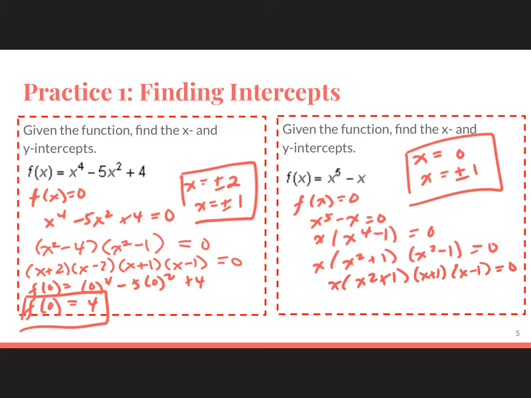My y-intercept, just like before, I'm going to evaluate at 0. So I have f of 0 equals 0 to the 5th power minus 0, and that's just 0, right? So your y-intercept is going to be at 0.